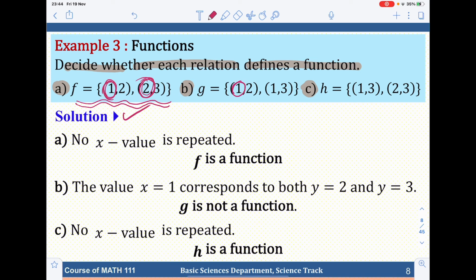But here for G, we can see that the first element is repeated: one time 1 corresponds with 2, and the other time 1 corresponds with 3. So it looks like 1 got two rows, which is wrong. So this is not a function. H is a function because, as you can see, the elements in the X component are not repeated. They are totally different. So yes, this is a function.